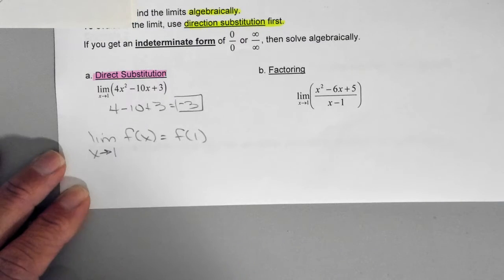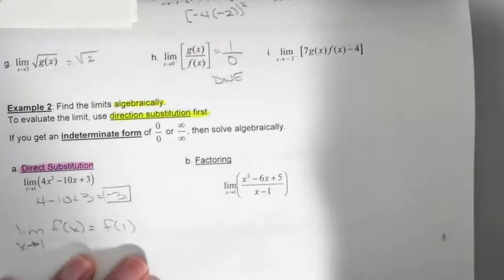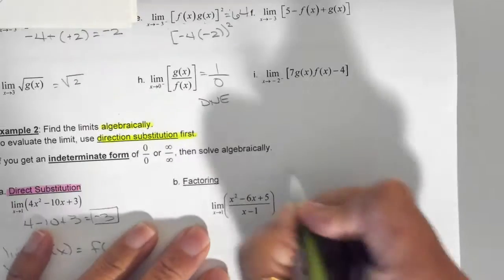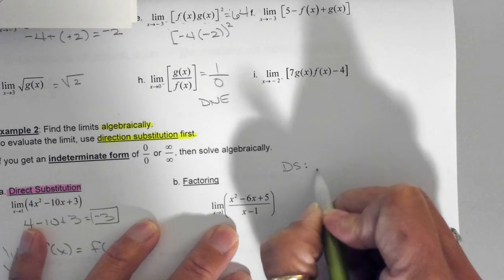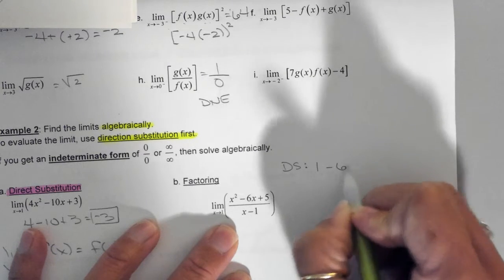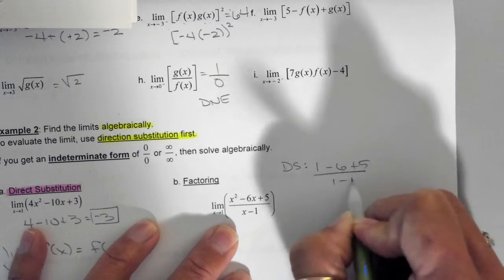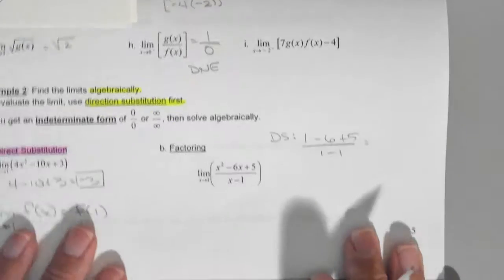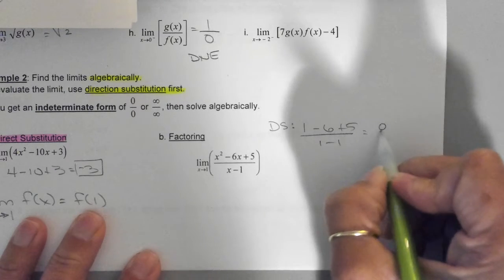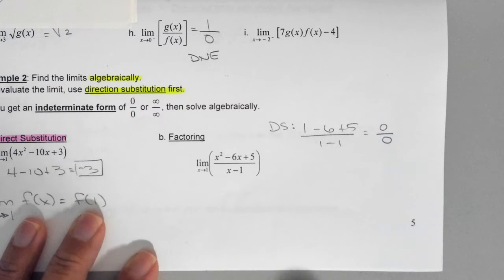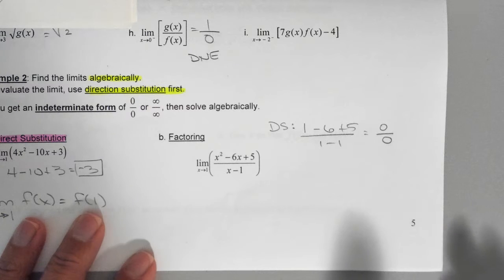Okay, questions? Okay, so here, if we try using direct substitution, so I'm going to do it up here, I'll just call it DS, direct substitution. I've got 1 squared, which is 1, minus 6 times 1, which is 6, plus 5, over 1 minus 1. What do I get here if I use direct substitution before doing anything else? 0 over 0. Okay, it's not just that it doesn't exist, I can't even evaluate that for multiple reasons. Number one, you can't divide by 0. Okay, so we know that's undefined, but nothing going into nothing, 0 going into 0.